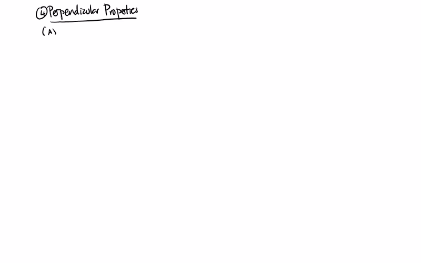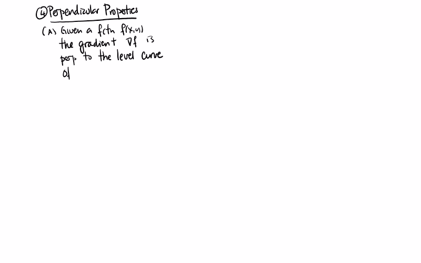So A says the following. Given a function f of x, y, the gradient, so we just learned that the gradient points in the direction of maximum increase, but something else is true about it. This is perpendicular to the level curve of f at x, y.